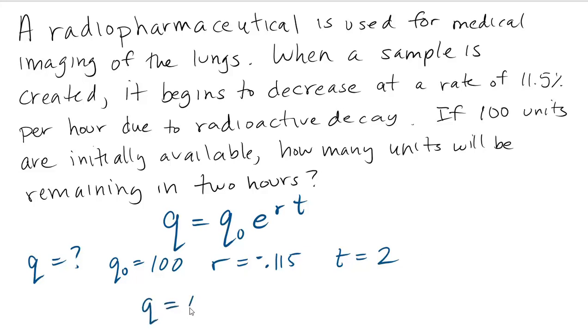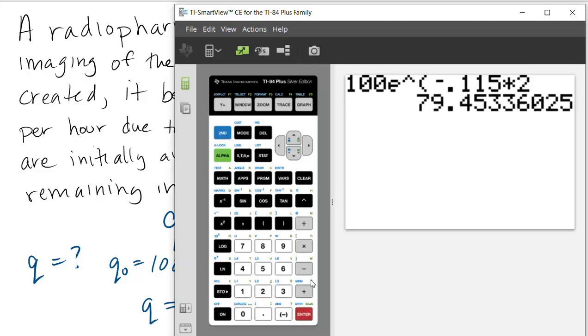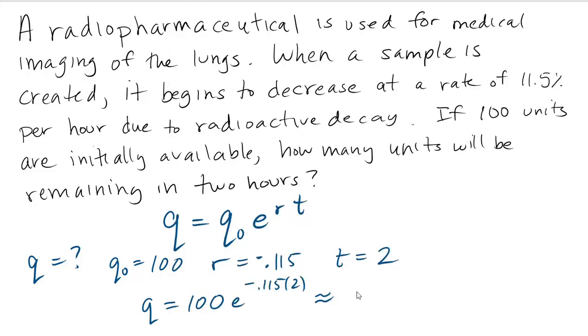This again just becomes plug and chug in your calculator. This is 100 e to the negative 0.115 times 2. We'll approximate that with the calculator to get the number of units after 2 hours. 100 e to the negative 0.115 times 2 comes out to about 79.5 units. So if 100 units are initially available, after 2 hours you'll only have 80 units left over.